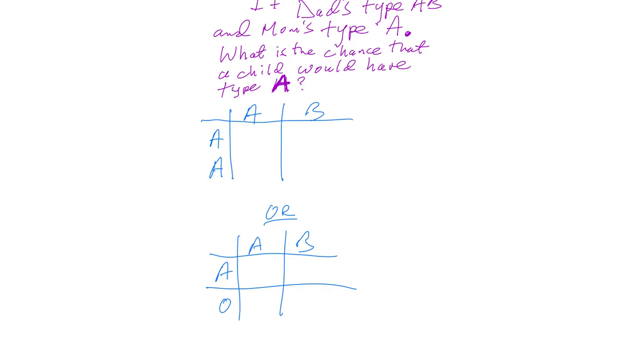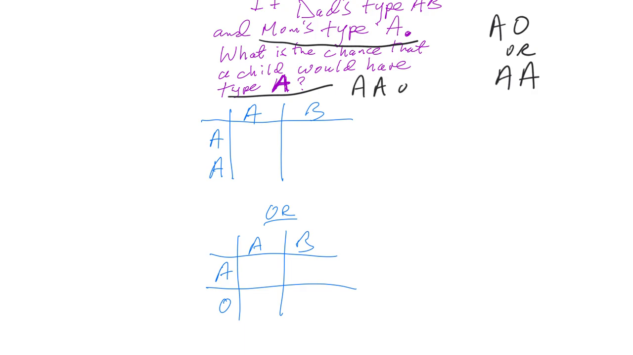Okay, so you should be able to do crosses like this. If dad's blood type is AB and mom's type is A, what is the chance that a child would have type A? Well, me saying that mom's blood type is A, the genotype could be AO or AA. So you're going to have to do two crosses and then multiply the probabilities. So type A would be any kid that's AA or AO.